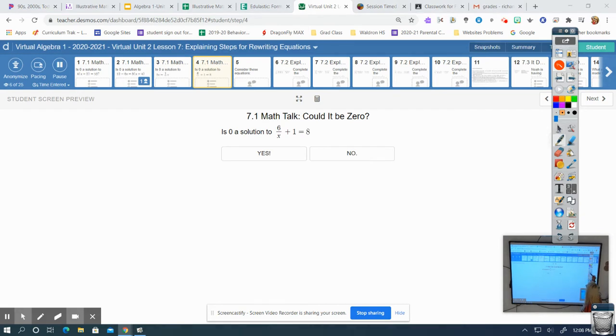All right, this next one was a little tricky. So here, when we plug 0 in, what did you get when you plugged 0 in? 6 divided by 0. You should have gotten an error. We can't divide anything by 0. You get undefined. Okay, so it is undefined.